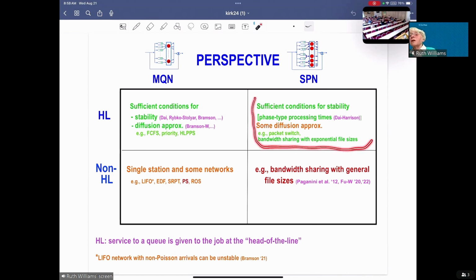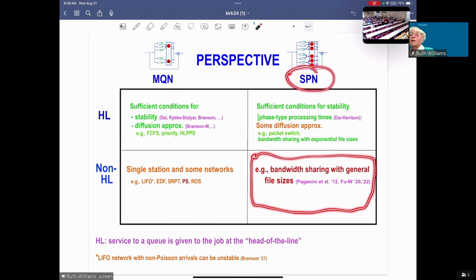For more general stochastic processing networks, stability has been studied with phase type distributions, but for more general distributions, there's still more that can be done. And for diffusion approximations, it tends to have only been done so far for things that were motivated by particular applications. I talk here about the bandwidth sharing model with exponential file sizes. For more general multi-class queuing networks with non-head-of-the-line service, there's still a lot to be done in terms of networks. There's been quite a lot on specific disciplines for a single station or some feed-forward networks. And this box here is like the Wild West: to try and do general stochastic processing networks with non-head-of-the-line service, there are a lot of things to be done.